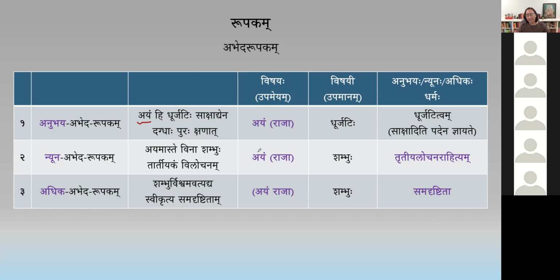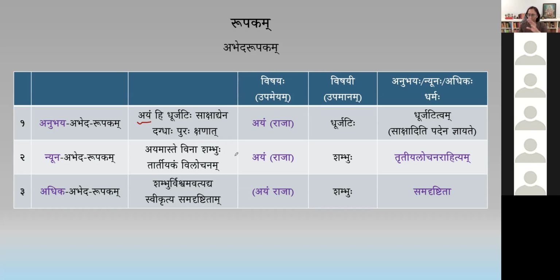In Nyunam, the example he gave was Ayam aste vina shambhuhu tritiyam lochanam. Ayam again. Shambhuhu aste. So Shambhu is the Vishayi. He is comparing the king to Shiva again. But he's saying that there is something less in this king, which is the Tritiya Vilochana Rahitam. This person, Raja, I am Tritiya Lochana Rahitaha. Which means he is lesser than Shambhu, lesser than the Upamanam.